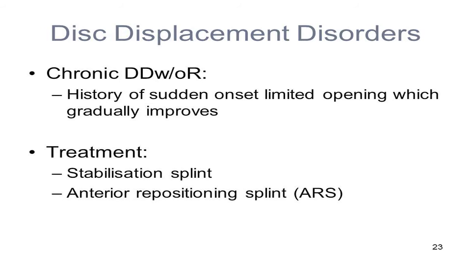If you have disc displacement without reduction, so click, click, click, all the time, and then it goes, so disc displacement without reduction, and it's a chronic state, then again, you would use a stabilisation splint. So anterior repositioning splints are very important in managing patients with chronic disc displacement without reduction.